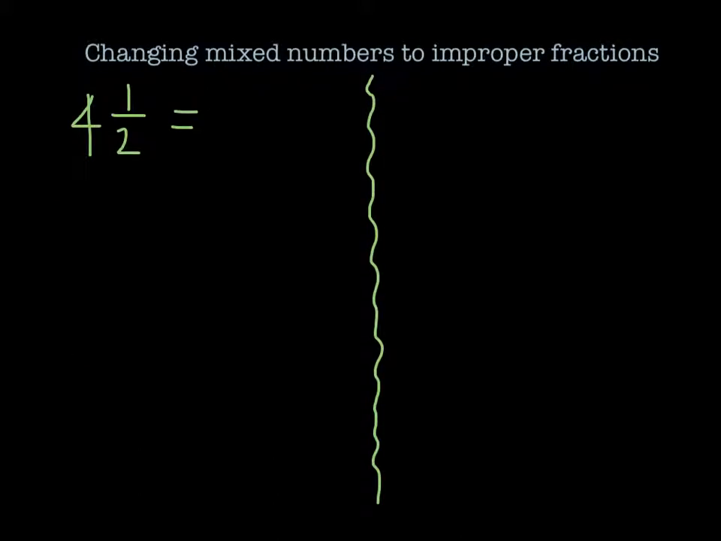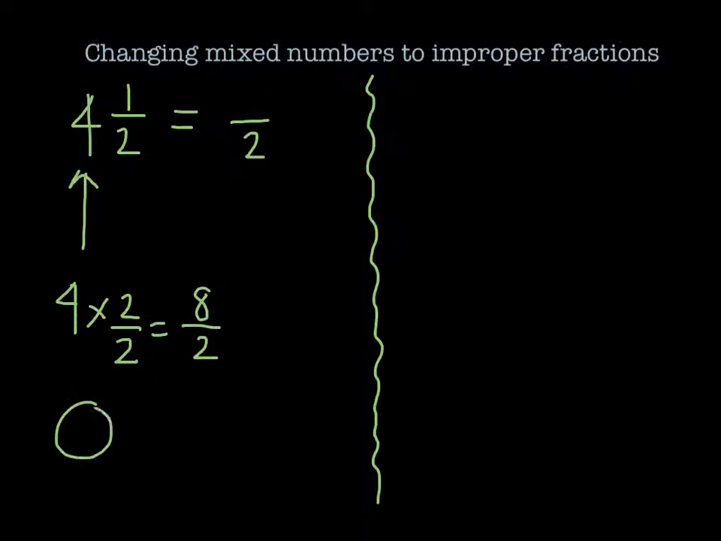So if we want to know what 4 1/2 would be as an improper fraction, we need to answer the question, how many halves are we dealing with here? So we know our denominator is going to be 2 because we're thinking about halves. We want to think about how many halves are there in 4 wholes. Each whole has 2 halves, so we think about 4 wholes times those 2 halves gives us 8 halves.